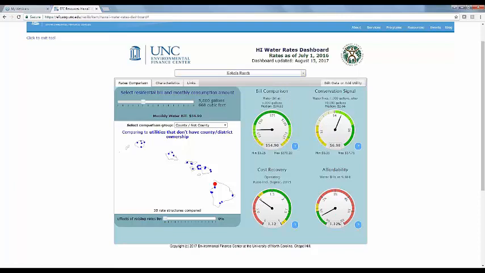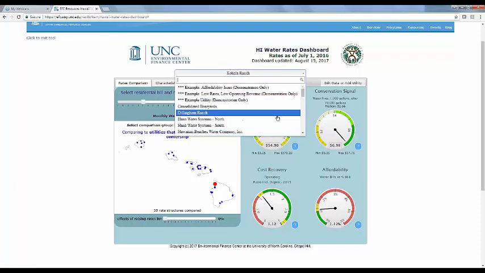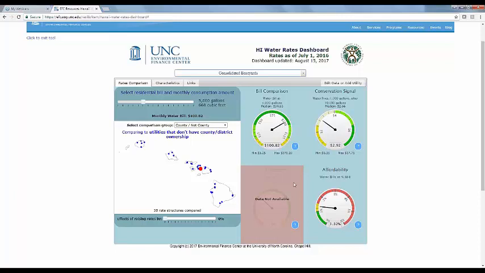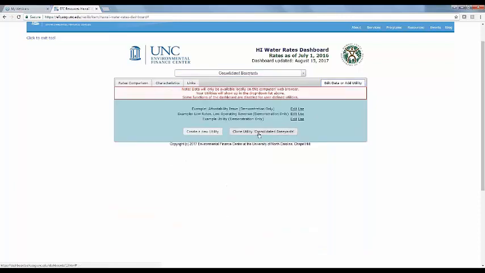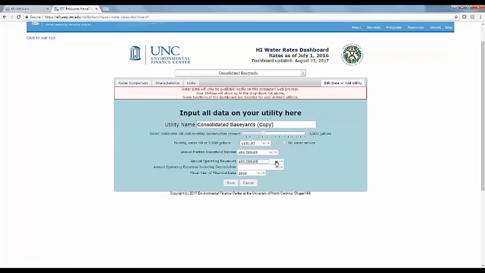Another thing that I'd like to show you. Here we go. If not all utilities provided their financial data, so if you see this red box come up where it says data not available, that doesn't mean that you still can't use the tool for your own financial purposes. So if you see this, you can go ahead and click Edit Data or Add Utility, and you will be able to clone this utility and just input your finances right there.